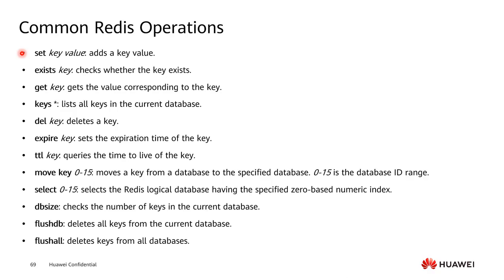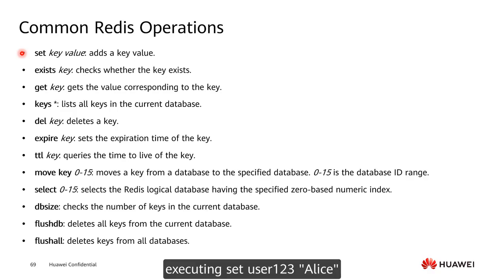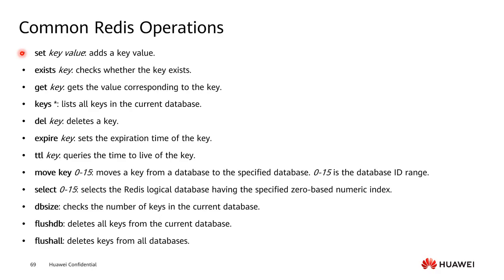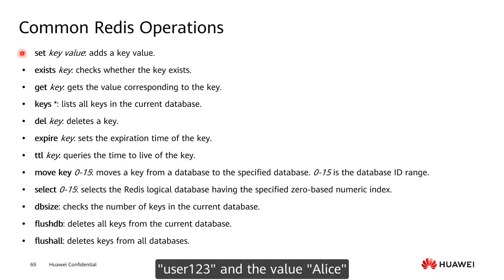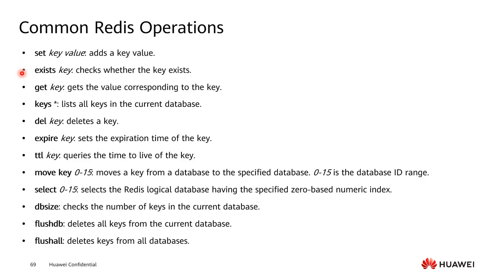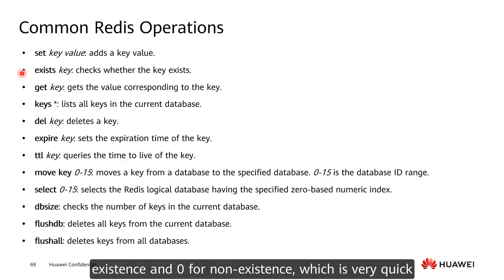For example, executing set user123 Alice will create an entry in the database with the key user123 and the value Alice. To check whether a key exists, the command exists key comes in handy. It will return 1 for existence and 0 for non-existence, which is very quick.